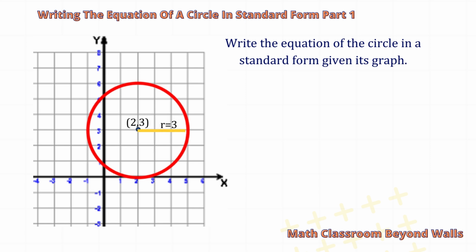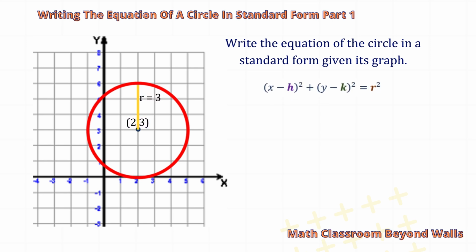You can also draw a vertical line from the center to the circle. Let us do this and again count. 1, 2, 3. What do you notice, learners? You are correct. The radius is the same. Therefore, all radii of a circle are the same in length. For this circle, the center (h, k) is at (2, 3), and the radius r is 3 units.